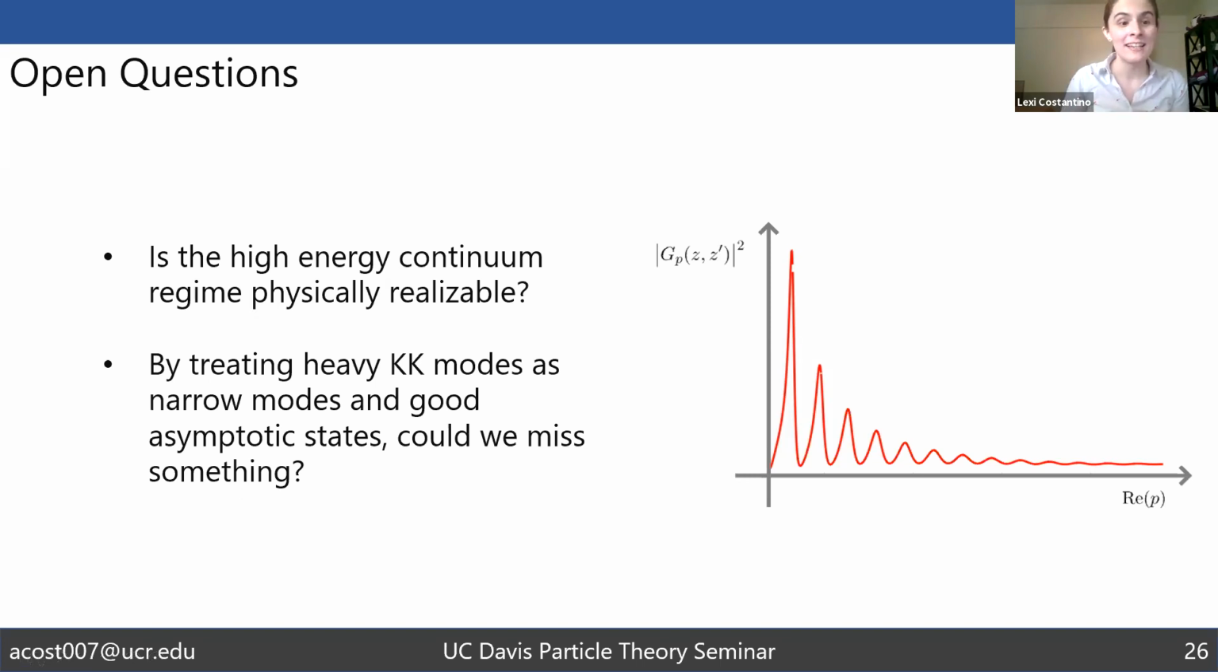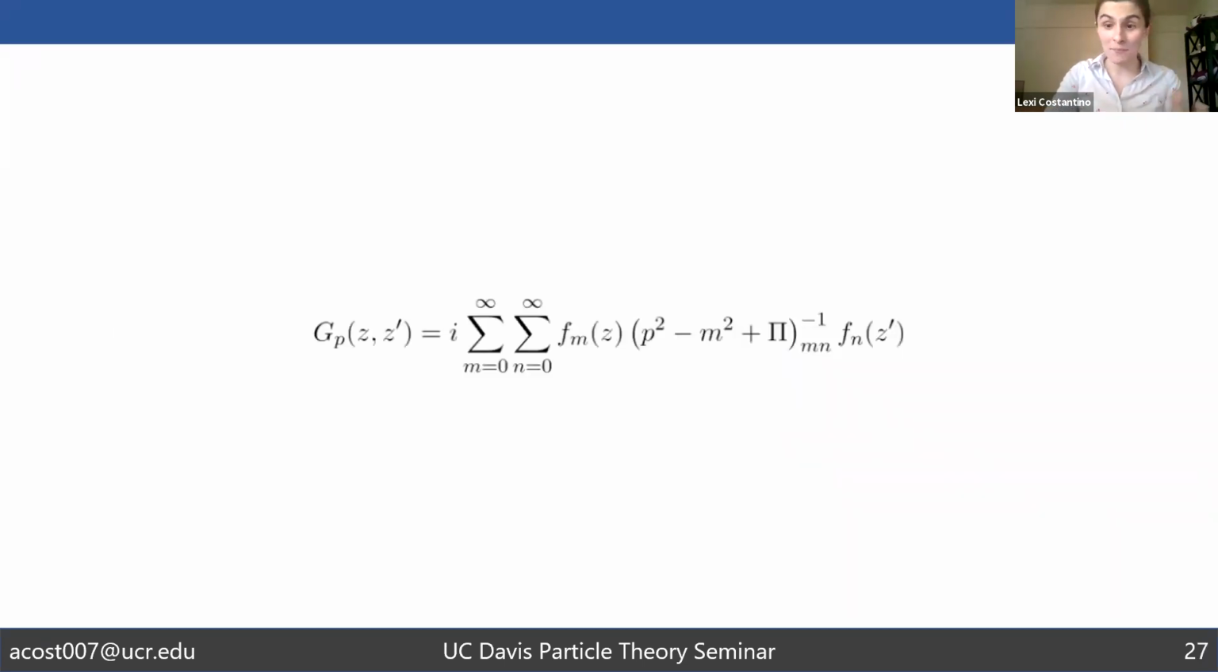The second question is, if we were to naively treat these heavy KK modes as being narrow and good asymptotic states, and talk about production of these heavy ones, could we be missing something? Could something we would be doing be wrong if we were to do that? So all of this hopefully motivates wanting to do a quantitative study on what exactly happens with the widths of these KK modes. And so the goal is to get to something like this.